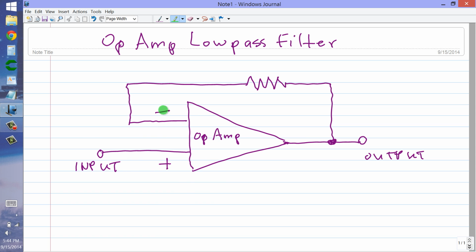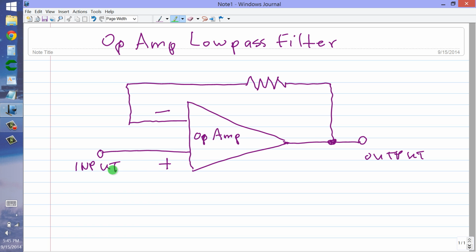Two inputs, one of them called the inverting input, which produces output that's not 180 degrees out of phase, but in phase opposition, or inverted with respect to the input. So if you put a signal in here, it comes out upside down here. If you put a signal in here, the non-inverting input, it comes out right side up, but amplified.